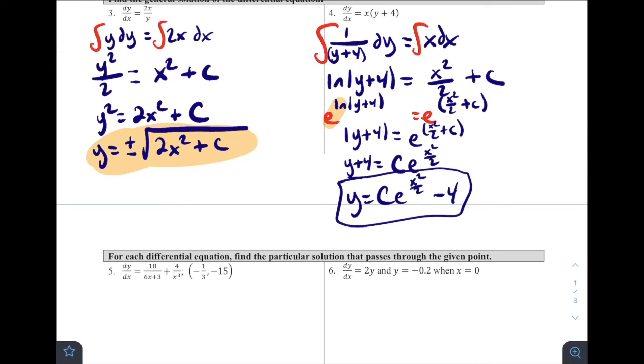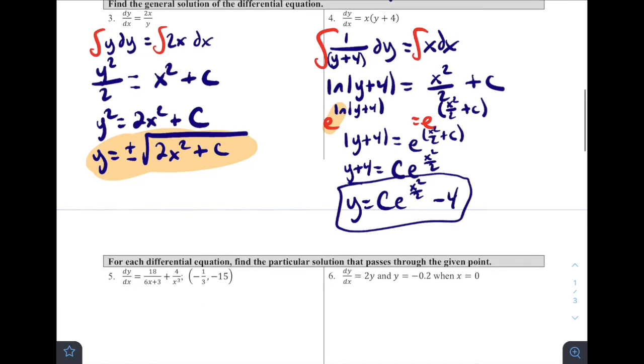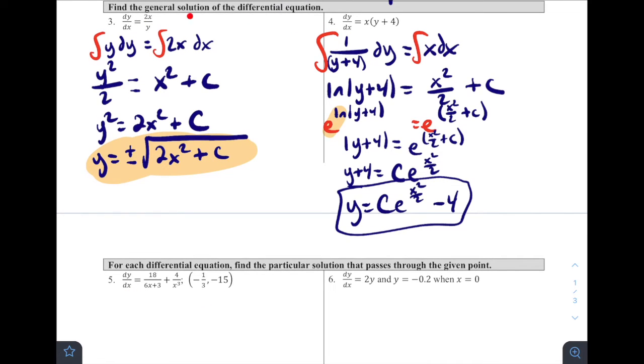Problem number 5 says for each differential equation, find the particular solution that passes through the given point. So same idea for number 5 as we had for 3 and 4. 3 and 4, they asked for general solutions. Here, they're just saying find the particular solution. So it's the same steps as what we did up here, except we're going to find the exact c value for these problems 5 and 6.